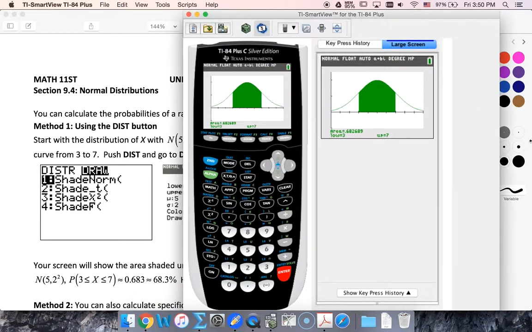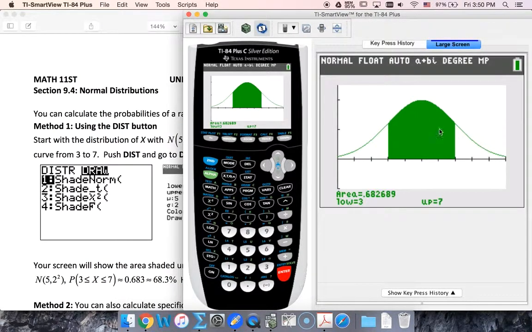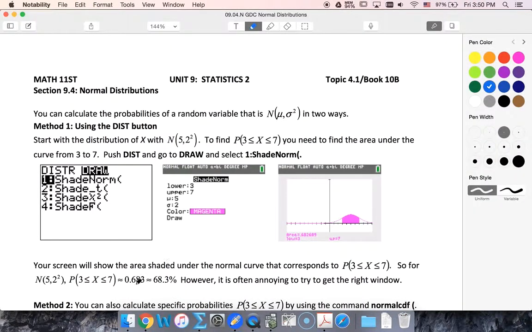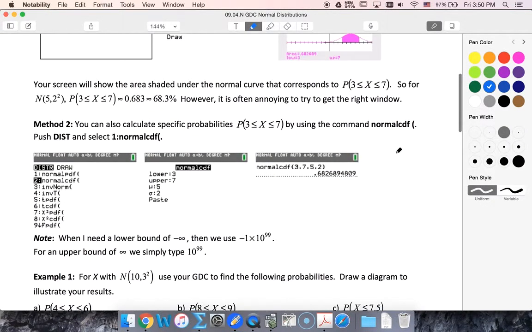So what my calculator is telling me is that the probability that it was between 3 and 7 is 68.3%. So looking at the nice picture doesn't matter as much as getting this actual answer. So we see the 68.3%. Trying to get the right window, though, is often annoying. So another way we can do it is to go and use norm CDF command.